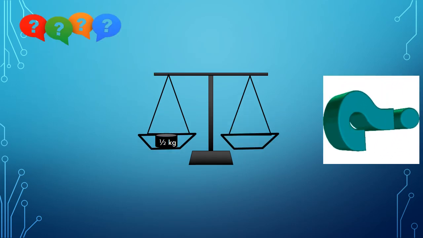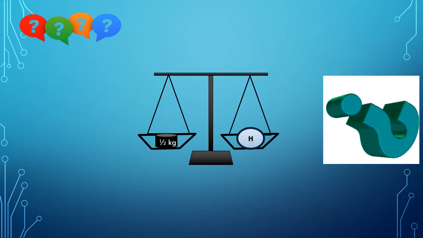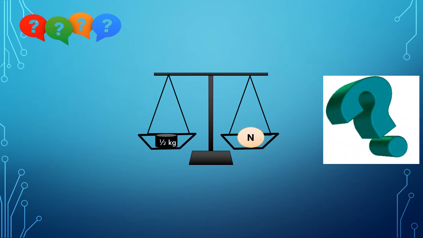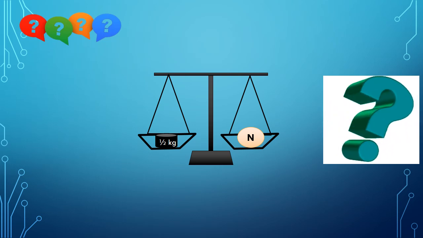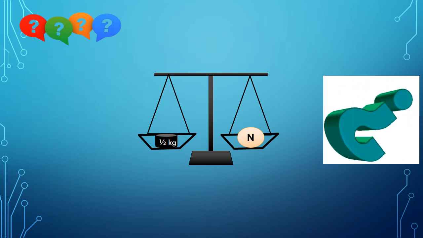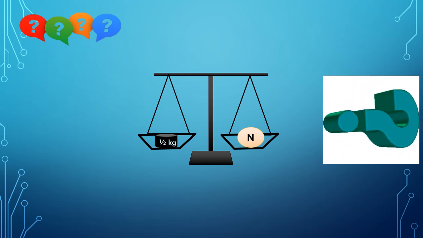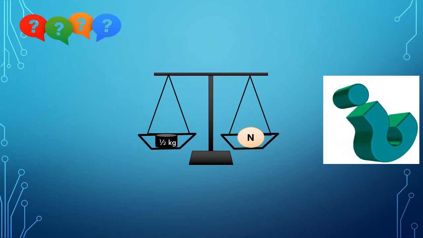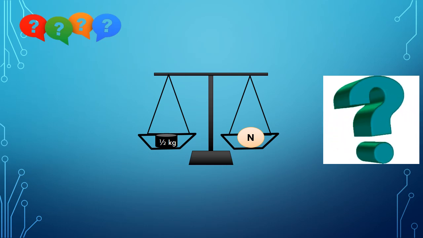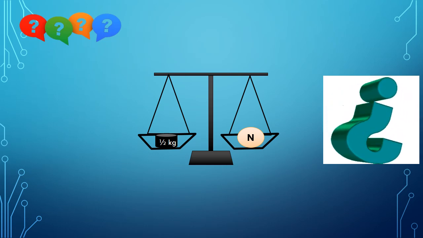Can we find out the mass of a single atom like hydrogen, sulfur and nitrogen using this balance? No, we never can, as the atomic mass is a very small quantity. So how can we find out the mass of a single atom? Let's find the answer through a concept in chemistry.